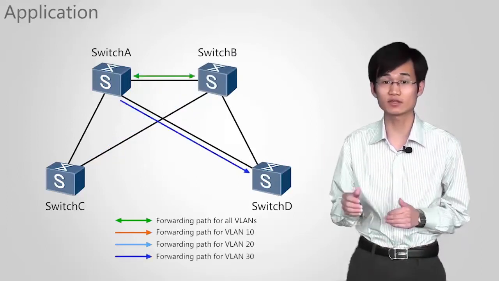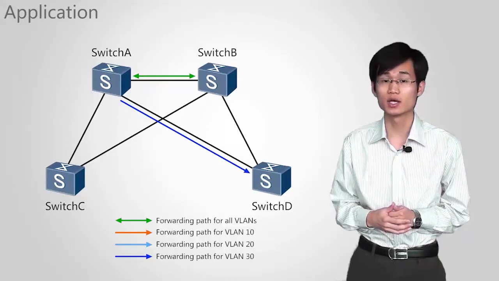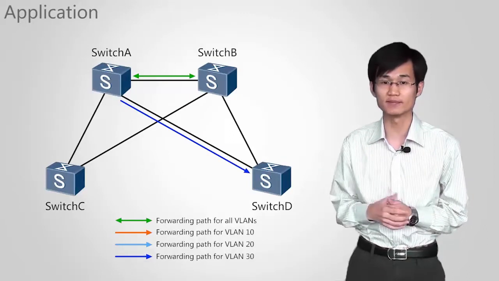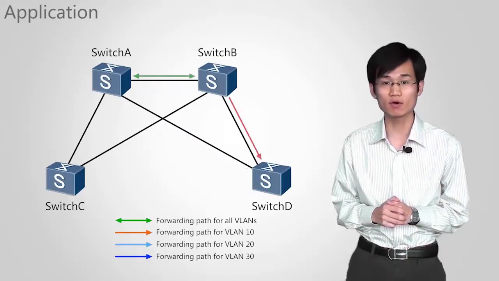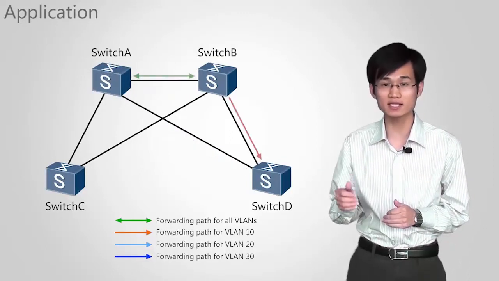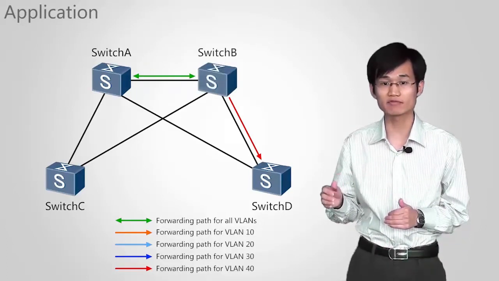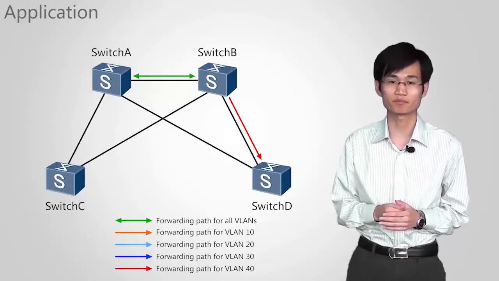Packets from VLAN 30 are forwarded along MSTI3. The root bridge of MSTI3 is Switch A. Packets from VLAN 40 are forwarded along MSTI4. The root bridge of MSTI4 is Switch B.